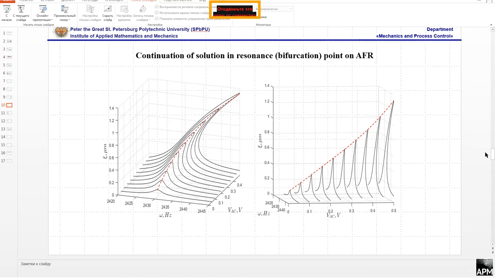Therefore, having received the graphs of the amplitude and frequency changes from the active parameters VAC and VDC, it will be possible to draw a conclusion about the values of the control voltages that are required to provide oscillations with the required amplitude and at a known frequency, which is the main goal and task of this work.